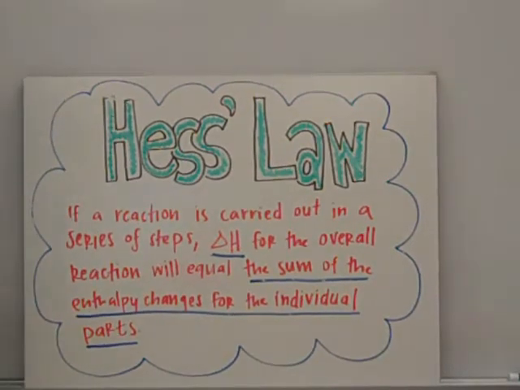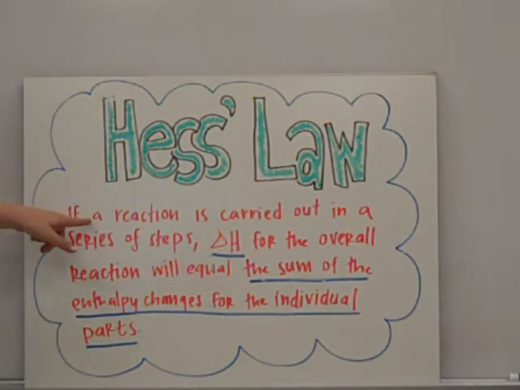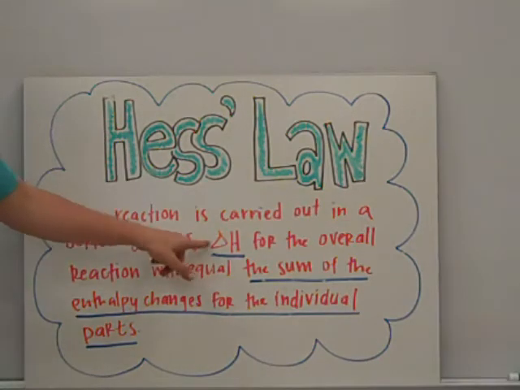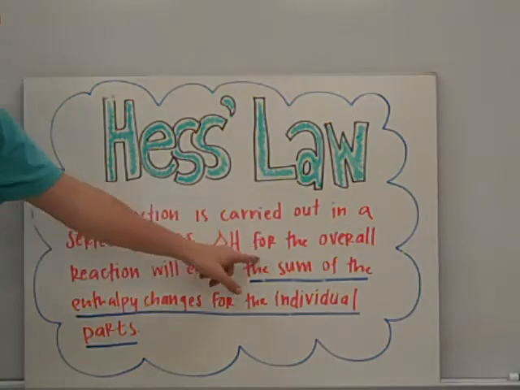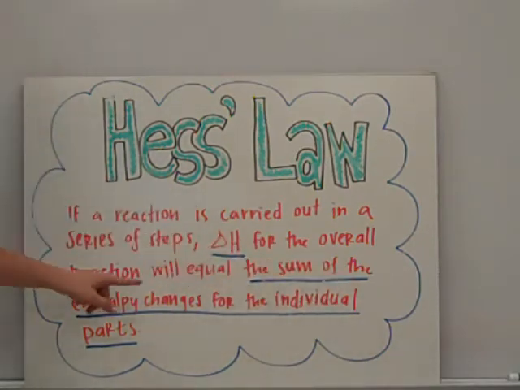Alright guys, today we're going to be talking about Hess's Law. So, the formal definition of Hess's Law is as follows. If a reaction is carried out in a series of steps, delta H, or the enthalpy change, for the overall reaction will equal the sum of the enthalpy changes for the individual parts.